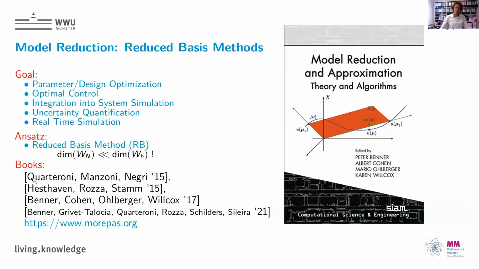So the first two books here, Quarteroni, Manzoni, Negri and Hesthaven, Rozza, Stamm, they appeared more or less in parallel. They are both concentrated on the reduced basis method. The book that I present here reflects a much larger class of model reduction techniques. It's not only on reduced basis, it's also on system theoretic approaches like balanced truncation, which is another model order reduction approach. And it also includes data-driven approaches and gives a comparison between these different approaches.